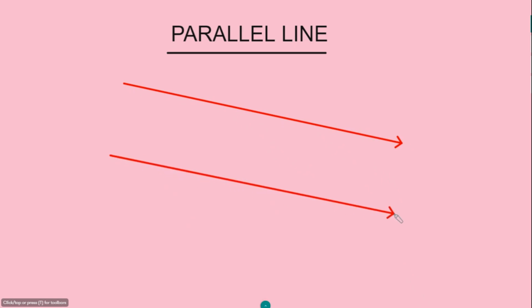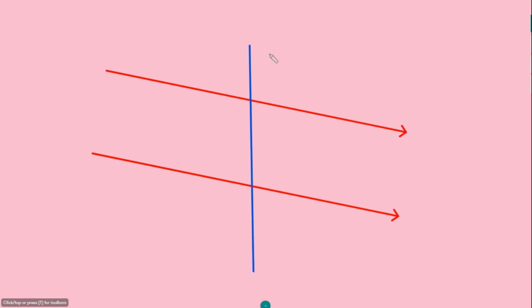Parallel lines are lines that will never meet. So I draw a pair of parallel lines. Now we show they are parallel by showing the arrowheads. When I draw a straight line across the parallel lines, I create angles.